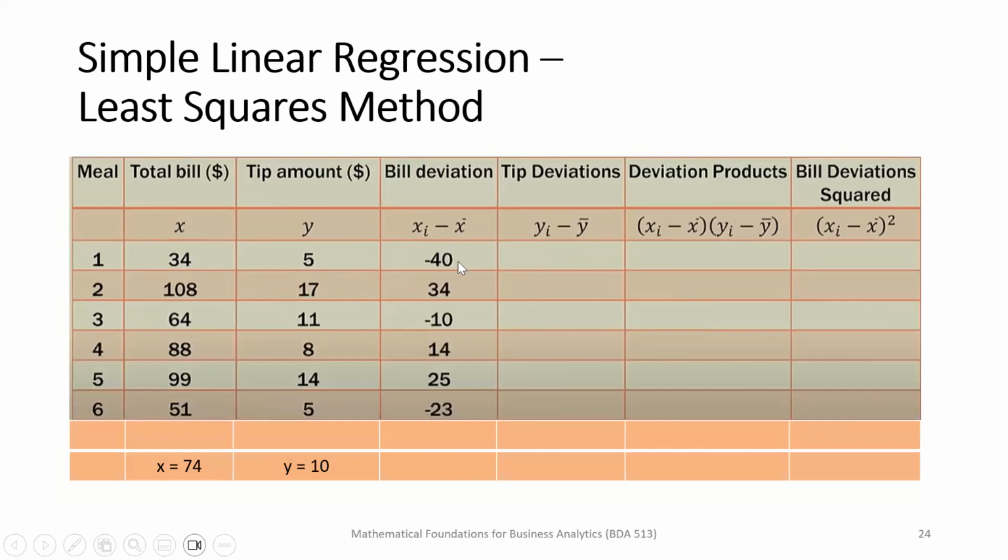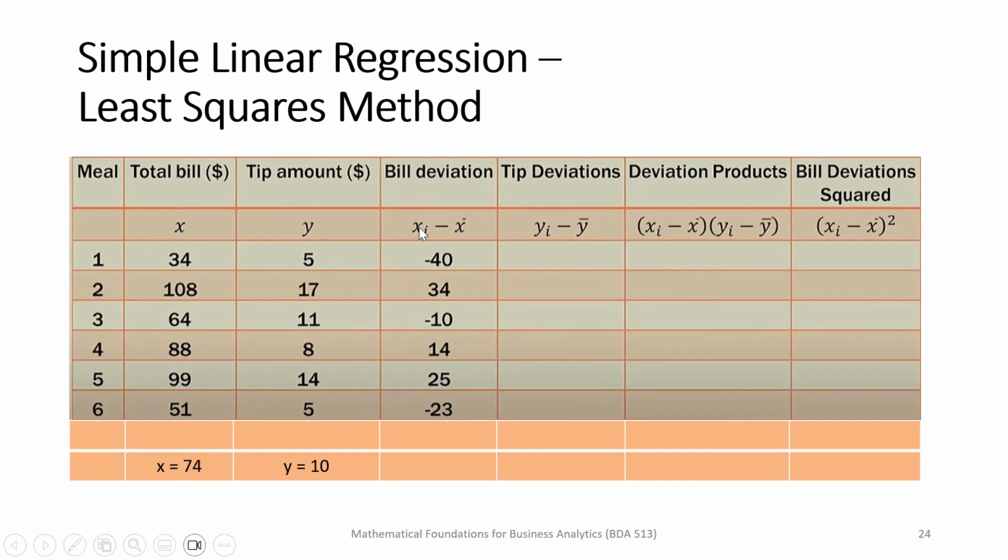All right. So we do that for all the rest. So you see that if you take value 108, that's the value of X minus 74, okay, then that gives you positive 34. You do the same thing for 64. So 64 minus the X bar of 74 gives you negative 10, okay? And then 88 minus 74, okay, gives you 14, okay? 99 minus 74 gives you 25, okay? And then 51 minus 74 gives you negative 23.